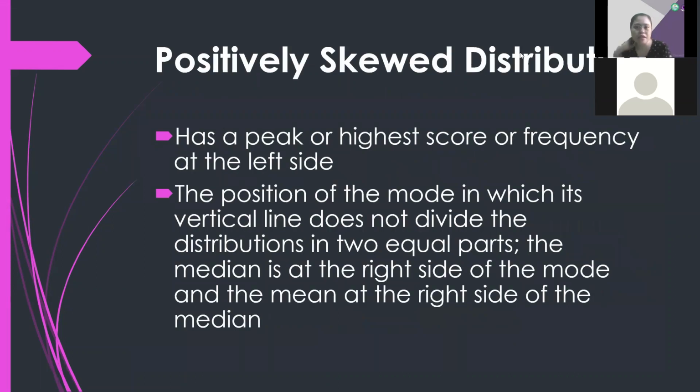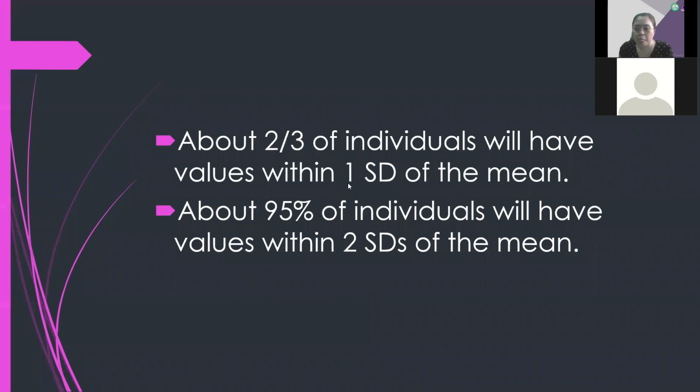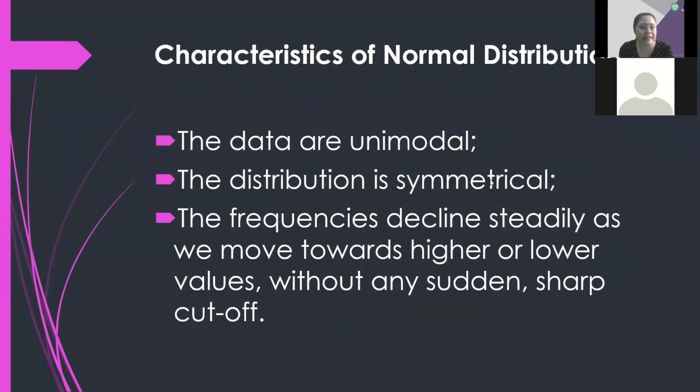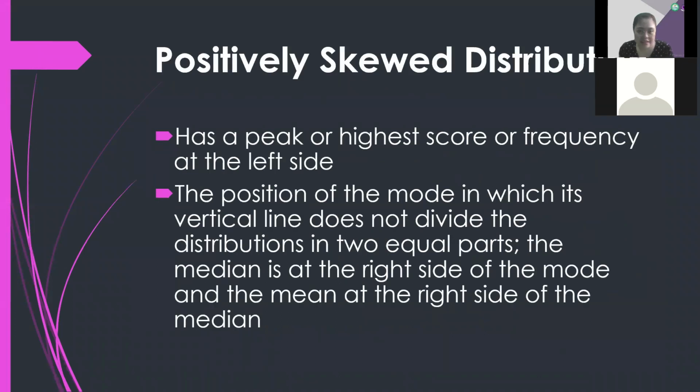Paano naman yung positively skewed distribution? For a positively skewed distribution, the peak or the highest score will be found on the left side. Sorry ha, magbabalik-balik ako sa graph natin. This one is the positively skewed, and as you can see, the peak will be on the left side, and then the tail will be on the right side. So this is because the position of the mode is not really found at the center. Okay? So hindi siya nakikita sa center.